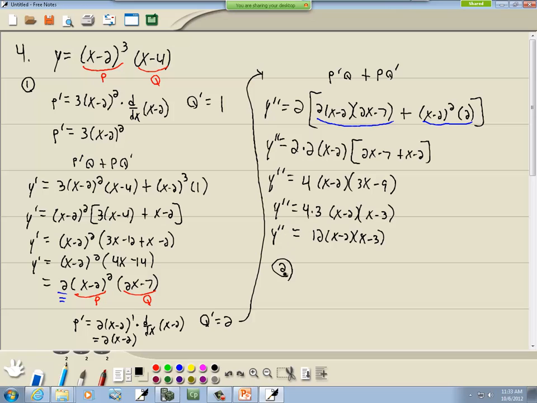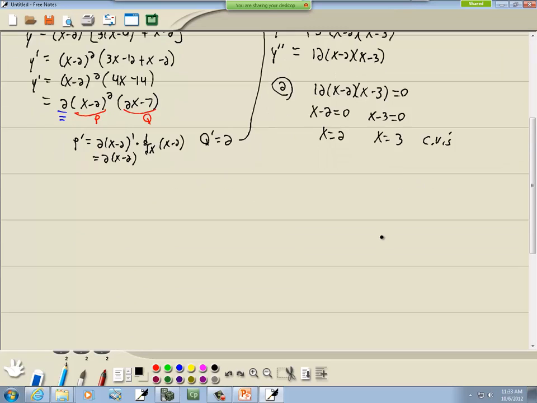Okay, step 2. Set this equal to 0 and solve. So 12 times (x minus 2) times (x minus 3) equals 0. Now there's no need to set the 12 equal to 0, but the zero factor property from college algebra says if you get 0 on one side, you set each factor equal to 0. So I'll set x minus 2 equal to 0 and x minus 3 equal to 0. So we get 2 and we get 3. And these are our critical values.